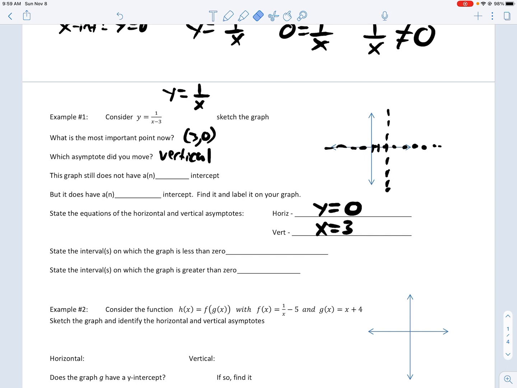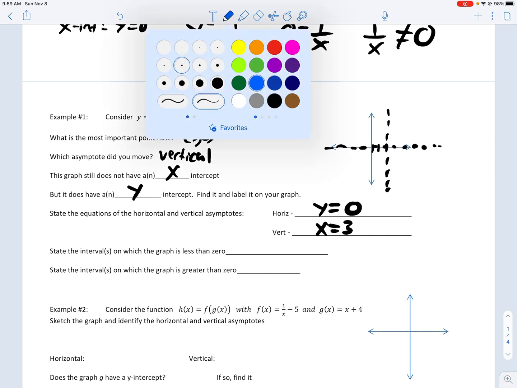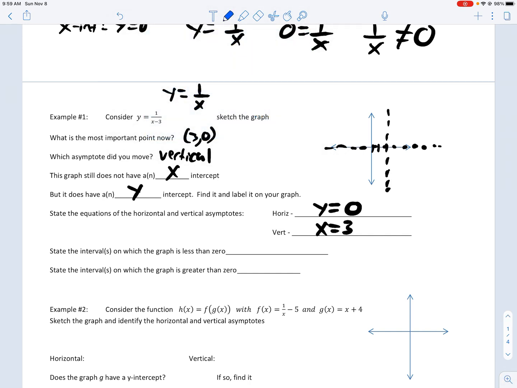So this graph is still not going to have an x-intercept. But it's now going to have a y-intercept because it's been shifted right, and now it's going to cross. So to sketch the graph, we're going to have to figure out what that y-intercept is. To find the y-intercept, we let x equal 0. So we have 1 over 0 minus 3, so it's negative 1/3. So it's there.